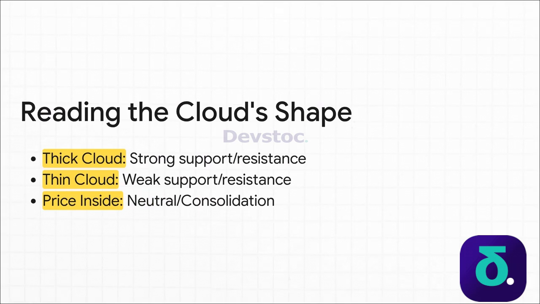But there's even more to it. The shape of that future cloud is telling you a story. A really thick cloud suggests a strong area of support or resistance. It's like a wall that'll be tough for the price to break through. A thin cloud, on the other hand, indicates a weaker zone. And what if the price is trading inside the cloud? Well, that usually signals a period of indecision or consolidation. The market is just kind of figuring out what to do next.